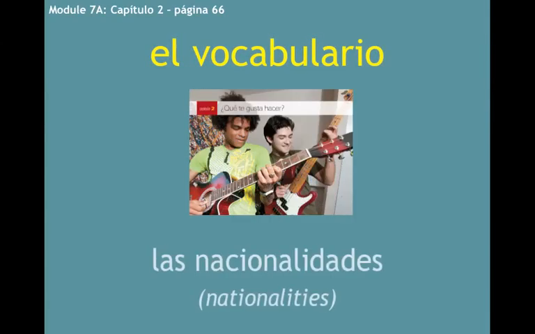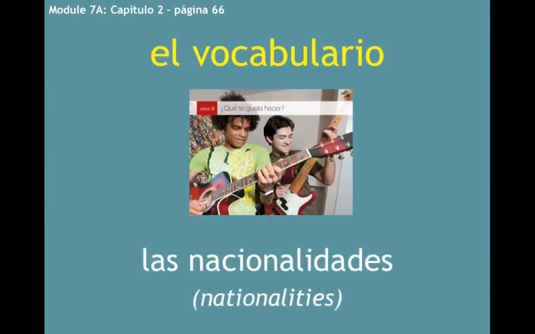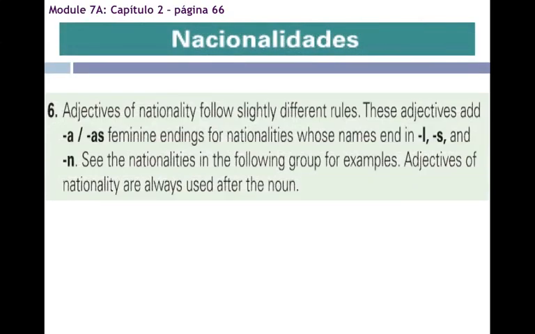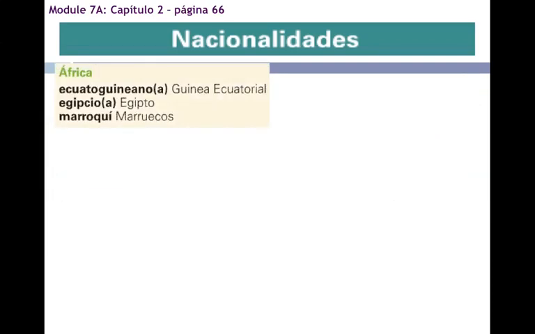On we go to el vocabulario para las nacionalidades, nationalities. Adjectives of nationality follow slightly different rules. These adjectives add a or as feminine endings for nationalities whose names end in L, S, and N. So we're going to take a look at the nationalities in a few different groups. And remember that adjectives of nationality are always used after the noun. So repitan por favor. África.